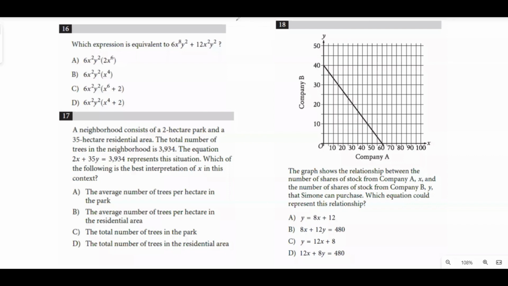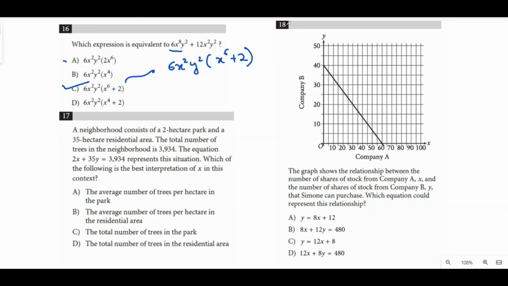Now, coming to question number 16. Question number 16 asks which expression is equivalent to 6x to the power 8 y square plus 12 x square y square. Simply, we can take the common part. The common part will be 6 x square y square. Then in the bracket, we get x to the power 6 plus y, not y, only 2, right? Because we have taken 6x square y square as common. So we have to just cross-check with the options. Option A, no. Option number C is the correct answer for question number 16. Very straightforward question.